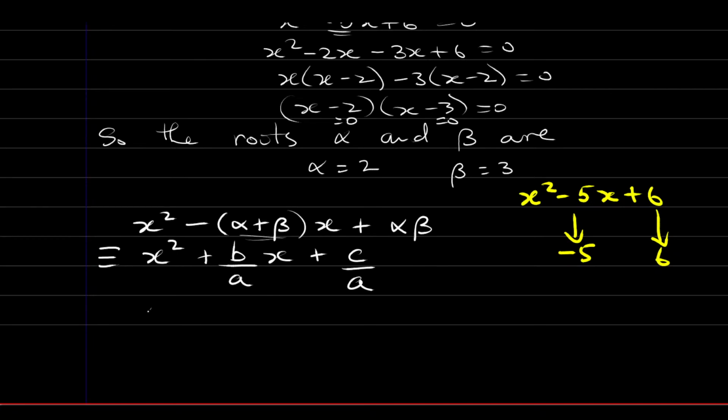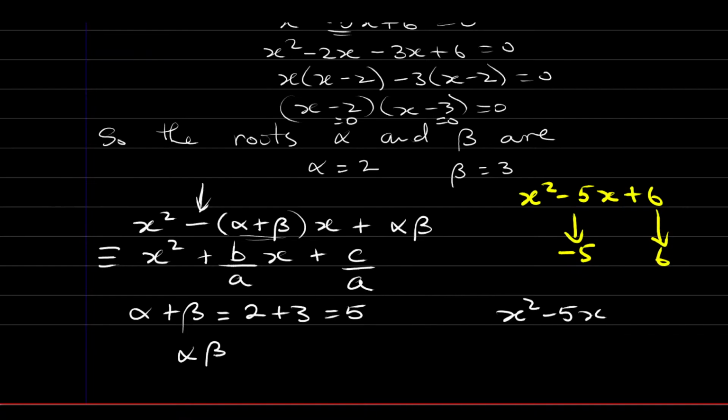So when we take alpha plus beta and we get 2 plus 3, which is 5, remember there's a minus sign out in front of it here. So that is going to be a negative 5. So we have so far x squared minus 5x. And then we take alpha beta, which is 2 times 3, 6. At the end here, we put that in and we get plus 6.